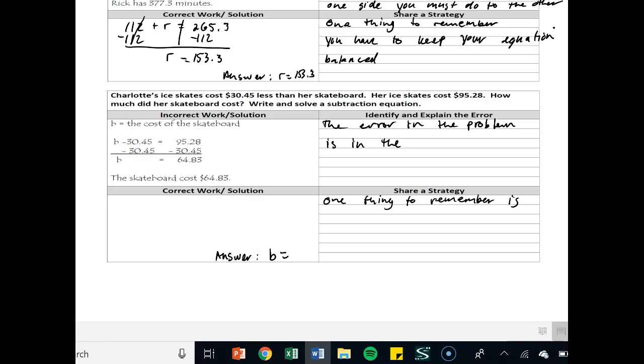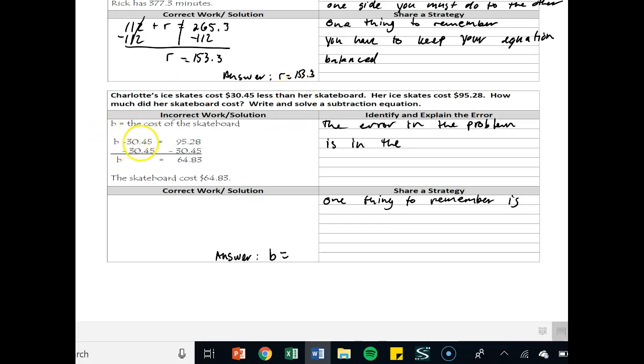All right, last one. It says Charlotte's ice skates cost $30.45 less than her skateboard. So think about that. Her skateboard should probably be more than the ice skates, right? Her ice skates cost $95.28. How much did her skateboard cost? Write and solve a subtraction equation to solve. So we've got this, right? We see subtraction here. They've got the correct subtraction equation.